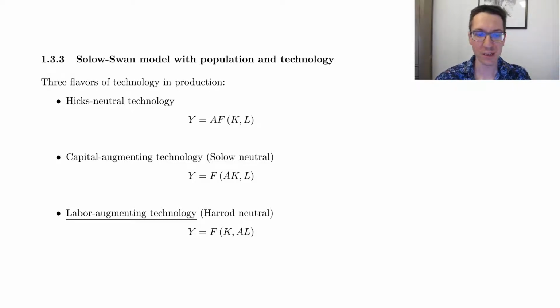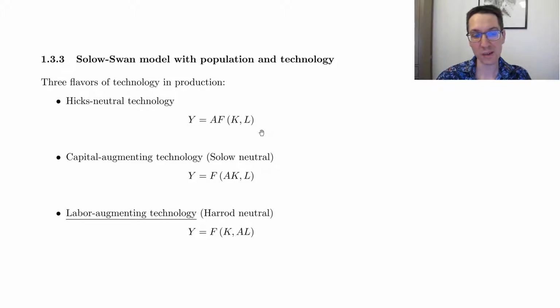Let's now introduce technology to the Solow-Swan model. This is typically done in 3 different ways. One way is called the Hicks-neutral technology, where technology is just this variable A that multiplies F of K, L. How does that relate to the model we had before? You can just imagine that A was equal to 1 and constant, so we didn't have to care about it. But now A will be allowed to vary over time.